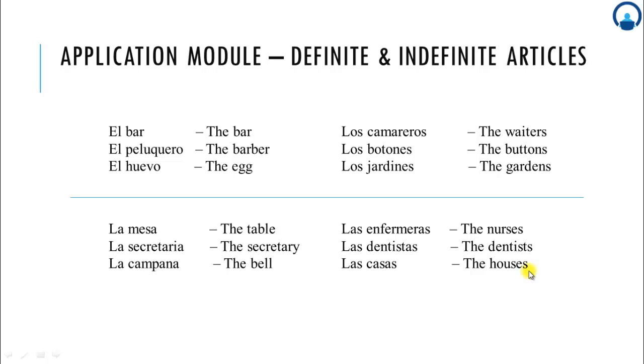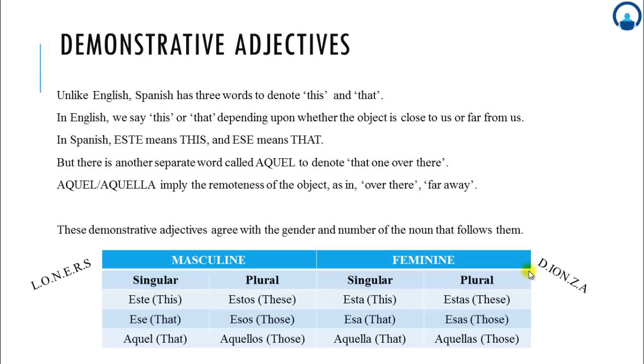So after learning about definite and indefinite articles, let's move on and learn something about the demonstrative adjectives. Demonstrative adjectives, unlike English, Spanish has 3 words to denote this and that. So in English we use this and that, but in Spanish we have got 3 of them. In English we say this or that depending upon whether the object is close to us or far from us. In Spanish, este means this and ese means that.